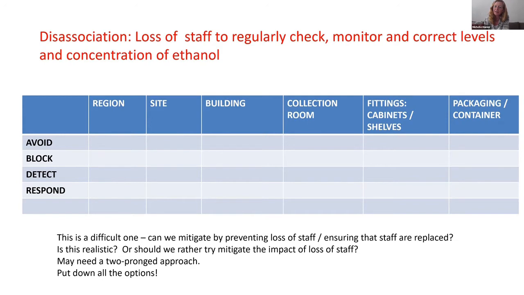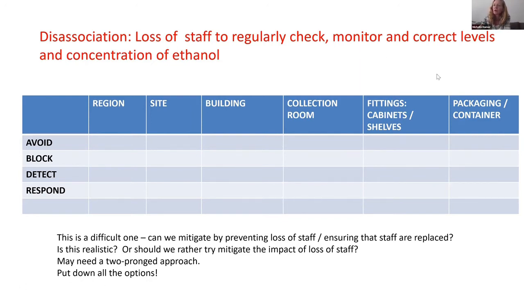But is it realistic that you can really stop the loss of staff? Or should we rather try and mitigate the impact of the loss of staff? So now you're not thinking just about the staff, but about what those staff do, and intervening to deal with the levels of ethanol, checking and monitoring. Maybe you can put something in place there, but maybe you can put both approaches in. So put down all your options here, but this is a difficult one to actually resolve.